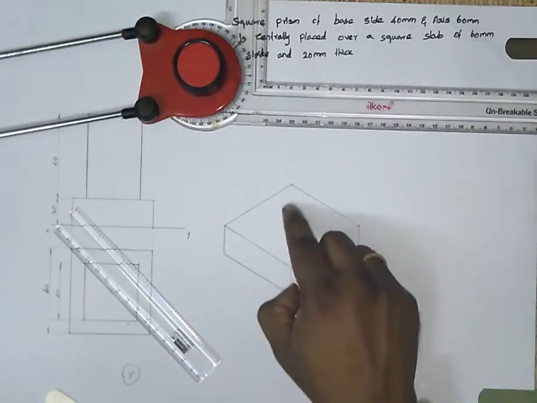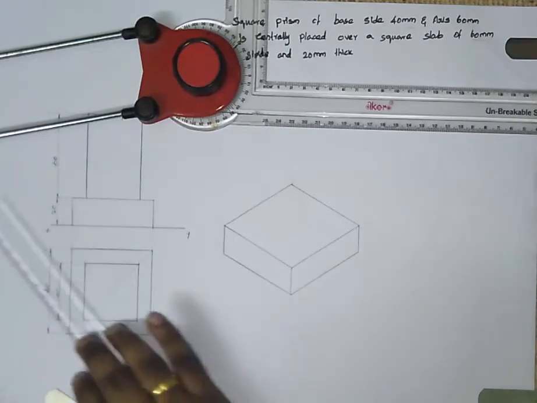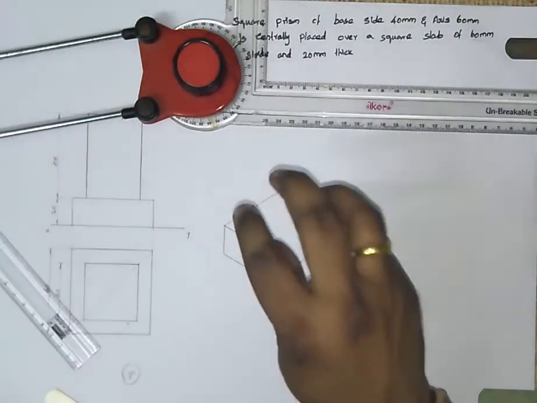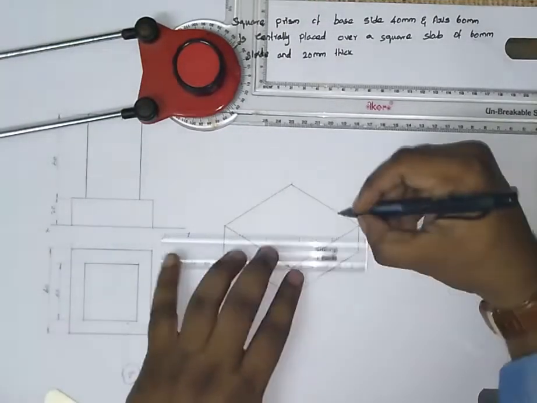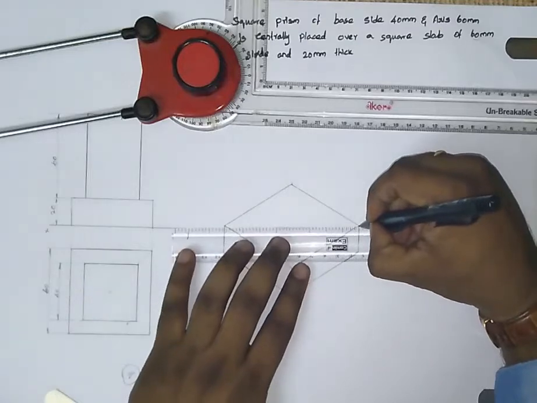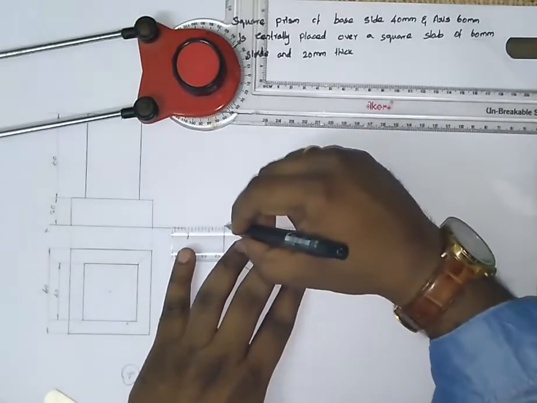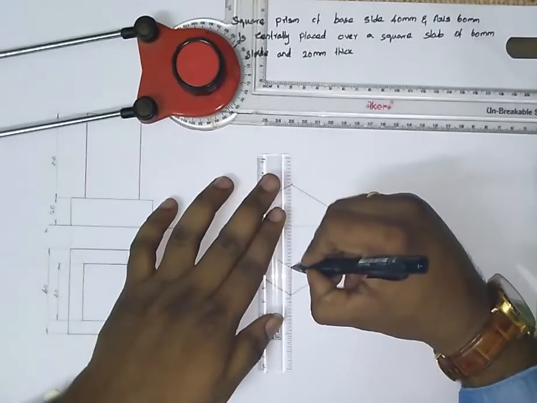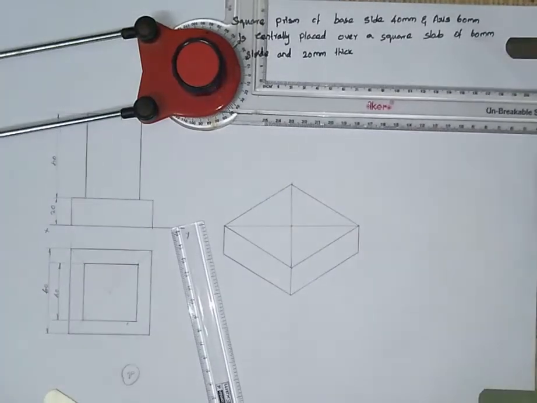This edge will not be visible in the isometric view. Now you have to draw the square prism which will be centrally placed over this slab. For that you have to find out the center point of the slab. That is, if you connect these two lines, this is your center point of the slab.